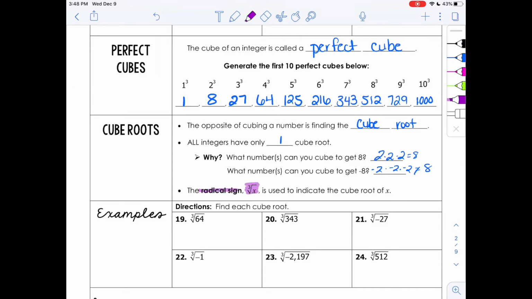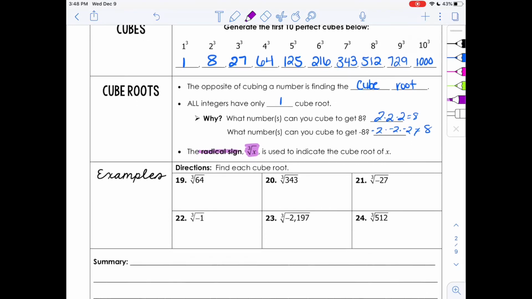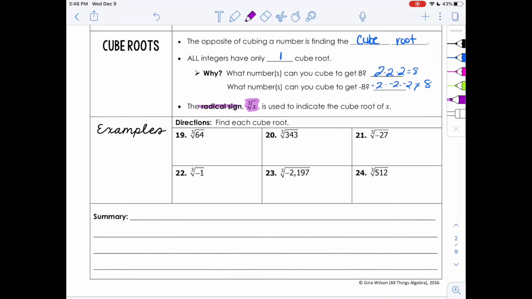Now the way we write it, we're still using the radical sign, but if you notice, it has a 3 up in the left corner. That is indicating the cube root of x. So when we think about what is the cube root of a number, we want to think along the same lines. What number can I multiply to get the number underneath the radical? But I'm going to multiply it 3 times. So I know that if I multiply 4 times 4 times 4, I get 64. So the cube root of 64 equals 4.